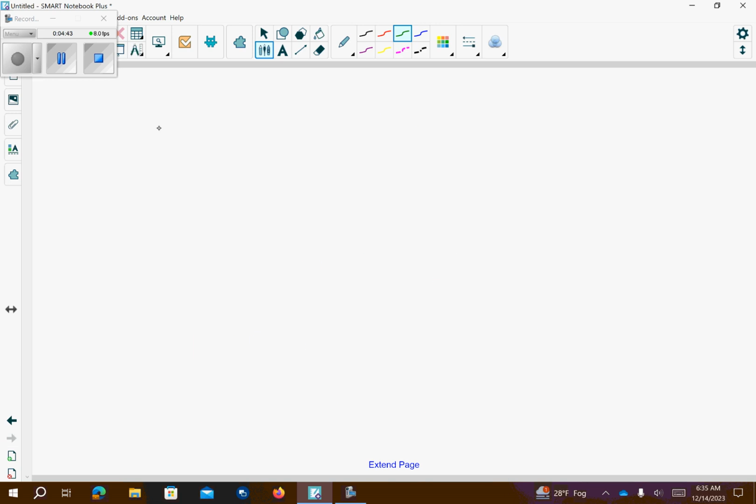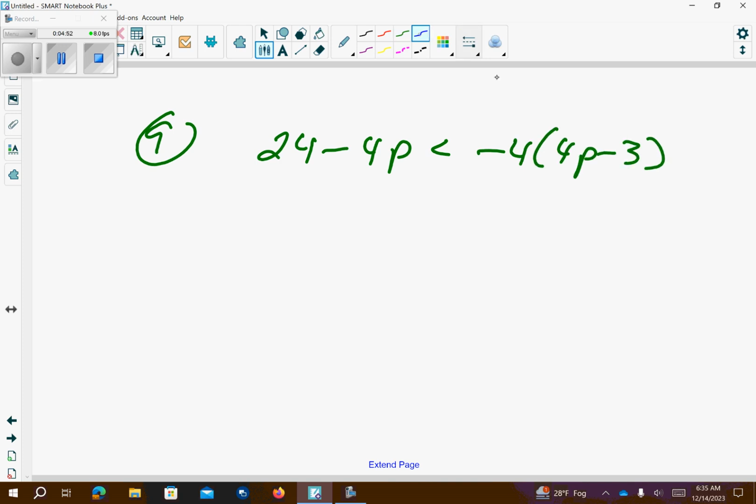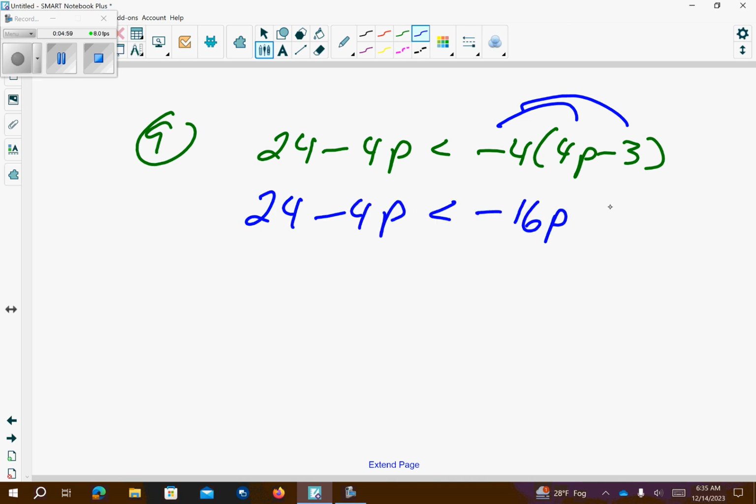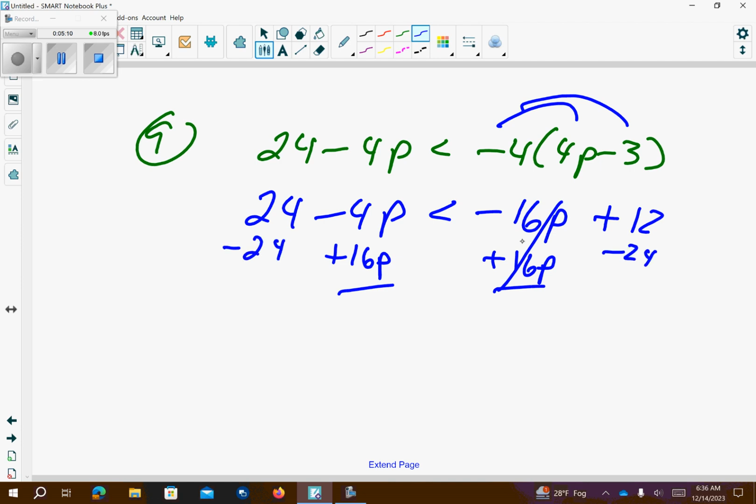Number 9, they want us to solve the inequality and graph it. Let's distribute the negative 4 over both sides. So I got 24 minus 4p is less than negative 16p plus 12. Add 16p to both sides. So these are going to cancel out, and then also subtract 24 from both sides. So those cancel out.